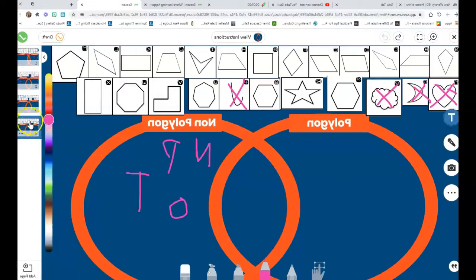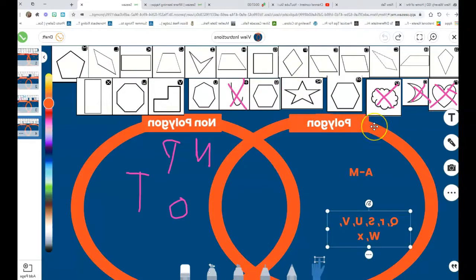That would be A through M. And then you would have Q, R, S, U, V, W, and X. Okay? Now do we have a little bit better understanding of what all these terms mean? You just had to take it one step at a time, and then it's pretty easy.